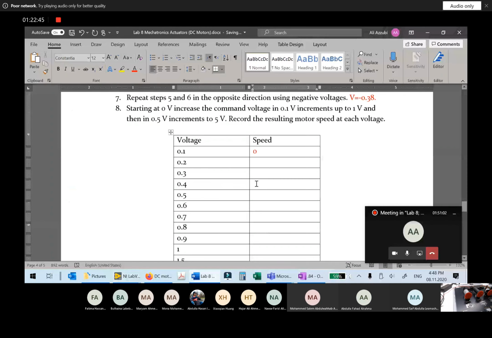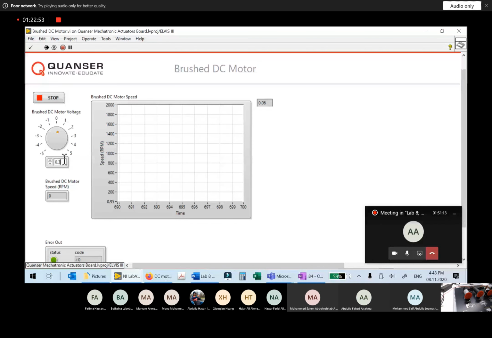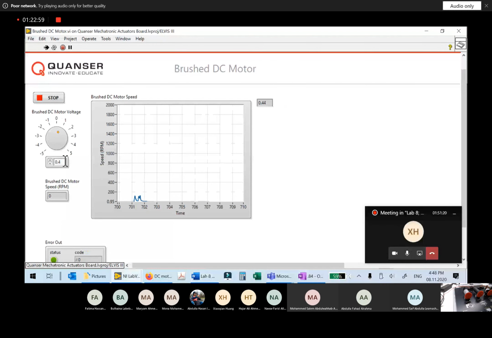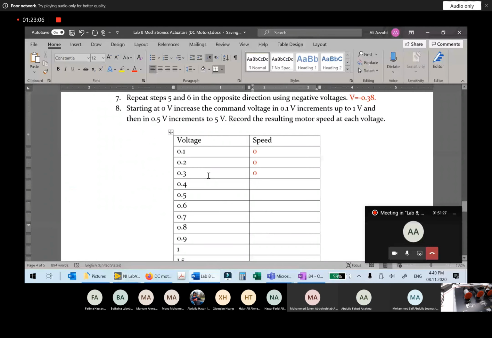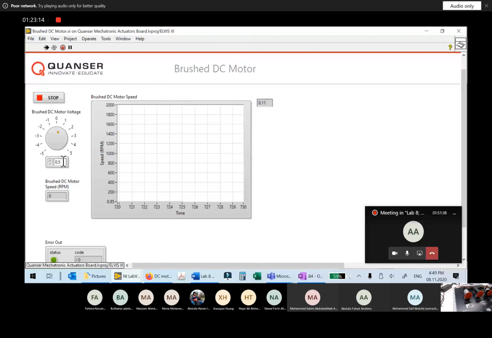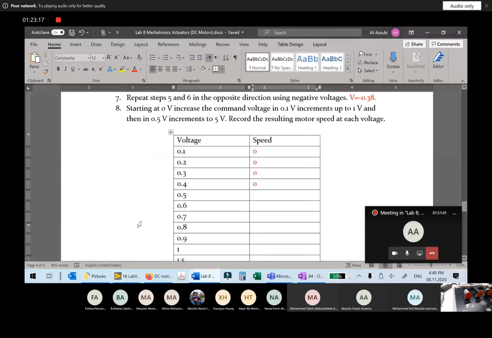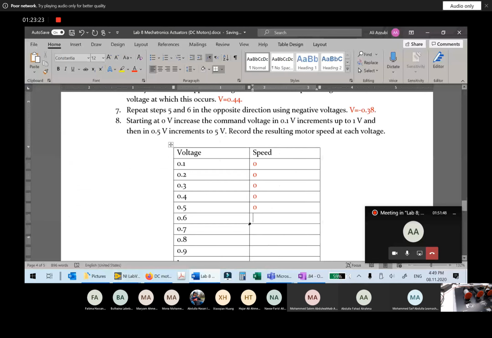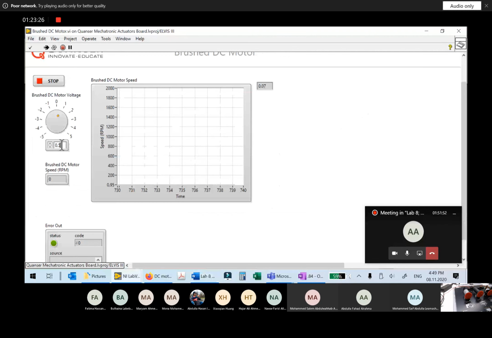Now I need 0.02. I don't see anything, so this is 0. 0.03. Still 0. Remember we have to go to half a volt to see something. Okay, 0.4. It's actually 0. I don't see any motion for the motor. Let's see, 0.5. Still 0. Now our voltage was 0.56, so now I will go 0.6, so I expect to see some motion.